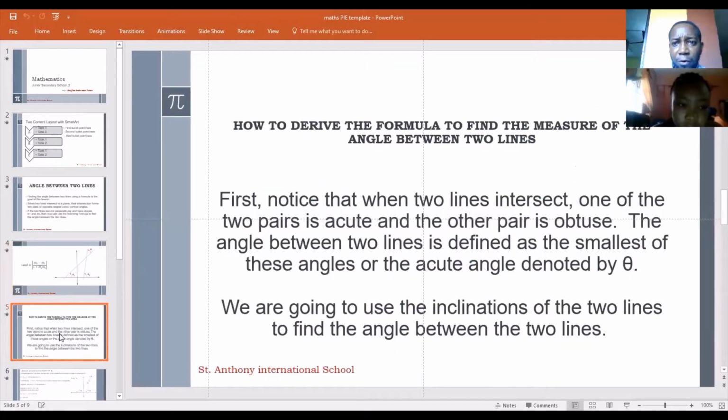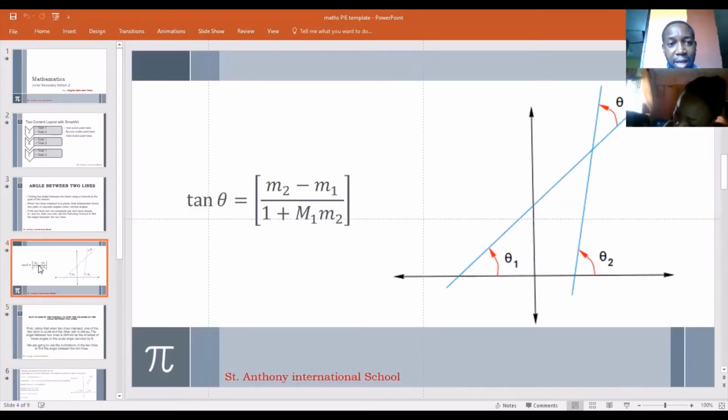So, with this analogy, we will now look at how to derive the formula to find the measure of the angles between the two lines. This is how they derive this formula that is here: tan theta equals M2 minus M1 all over 1 plus M1 times M2. How it was derived is what we want to look at.